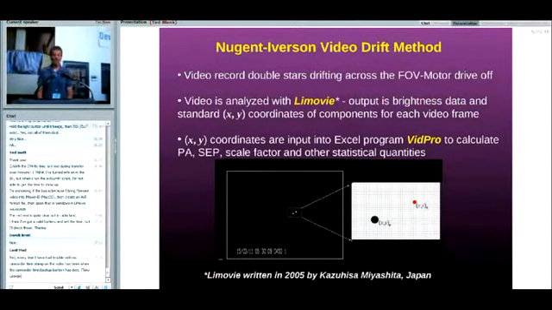Now comes the Nugent-Iverson video drift method. We devised this method 5 years ago after I noticed that the iMovie CSV file outputs not only the brightness information per video frame and the aperture information, but also the XY coordinates of the center of the apertures. I found this out kind of by accident. I've been using iMovie for 5 years, like many of us, and we in the occultation community just missed this.